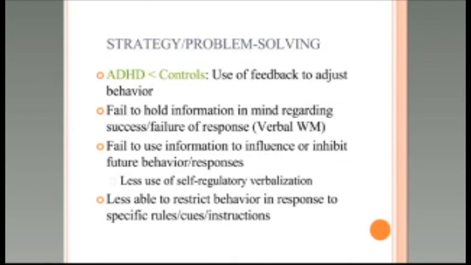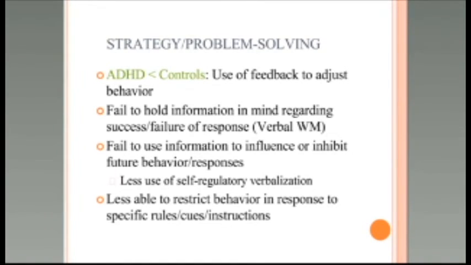When you think about strategy and problem solving then, we see a clear pattern in the literature of children with ADHD having greater difficulty than controls using feedback to adjust their behavior. So when they're solving a problem, they typically fail to hold information in mind regarding the success or failure of previous responses. So this cause and effect, or appreciation for consequences, is related to weaknesses in verbal working memory. They typically have difficulty using information to influence or inhibit future behavior. So they're not holding what they've learned, and therefore they're not using it to inform their next behavior or next response.